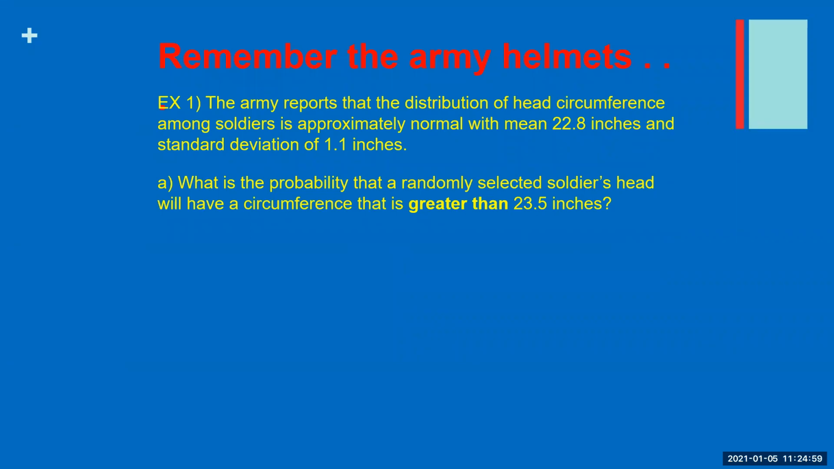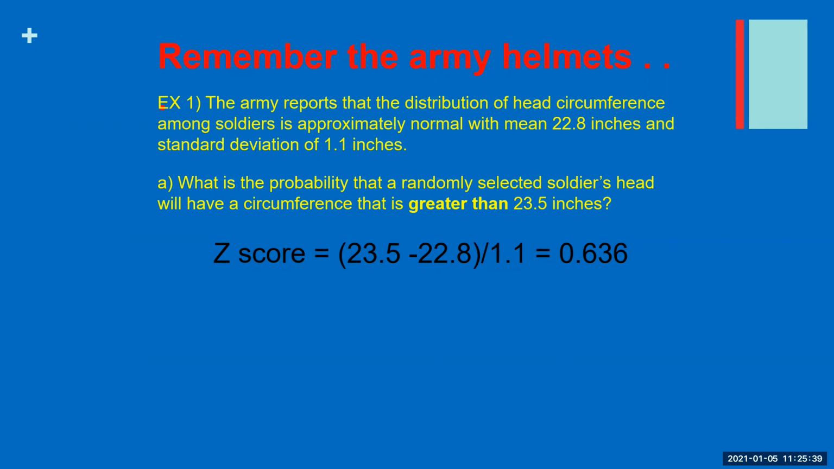So let's look at an example. Army reports that the distribution of head circumference among soldiers is approximately normal, with a mean of 22.8 and a standard deviation of 1.1. What is the probability that a randomly selected soldier's head will have a circumference that is greater than 23.5 inches? Well, if it's asking about probability, and I have a mean and standard deviation, that means I can find a z-score. So let's take x minus the mean, divided by the standard deviation of 1.1. We crunch the numbers, we should get a z-score of 0.636.